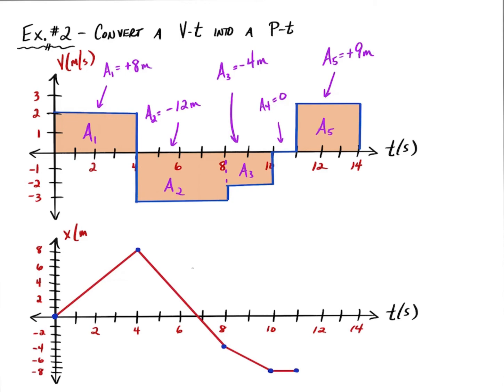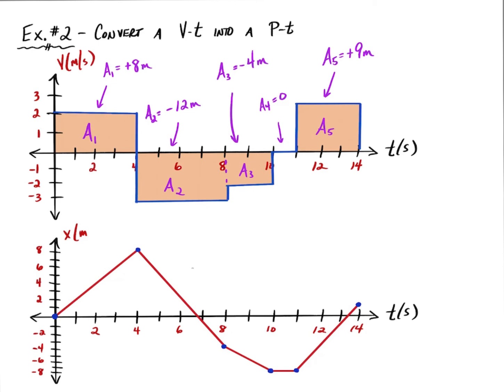And the last block is area 5. I go up positive 9 meters from where I was, which was at negative 8. So going up positive 9 should bring me to positive 1. You don't want to go from positive 8 to negative 12 to negative 4 to 0 to positive 9. You need to take into account each previous step.